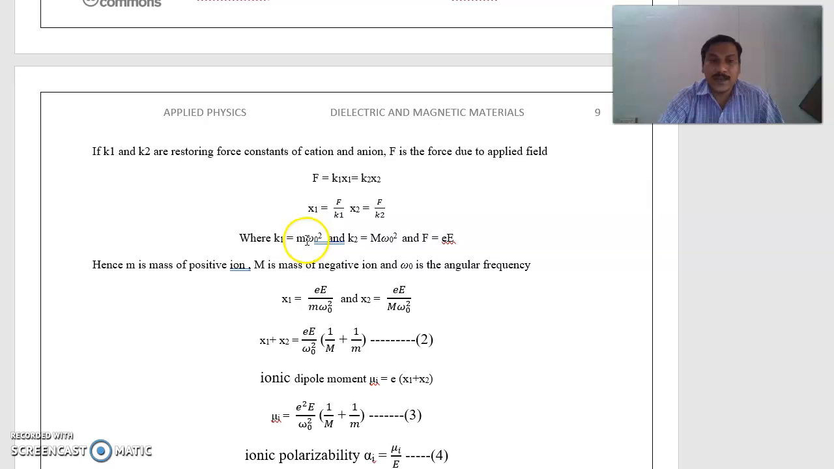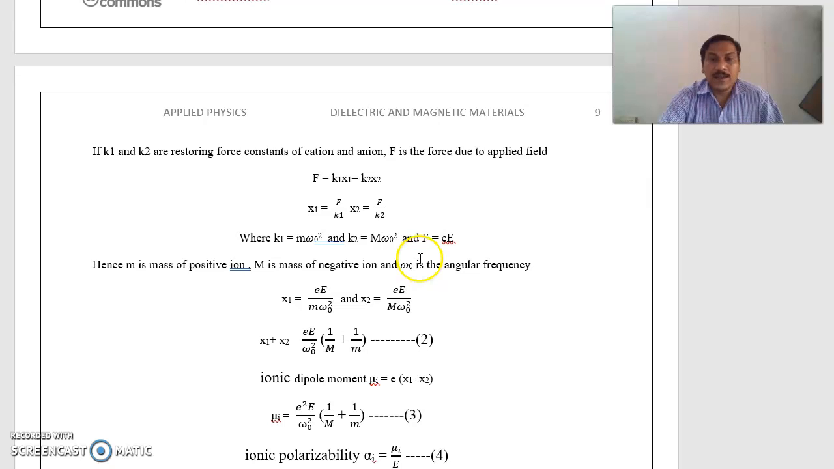naught square. Small m is the mass of the positive ion, omega naught is the angular frequency with which the positive ion is displacing. Next, the restoring force of the negative ion, K2 is equal to capital M into omega naught square. Capital M is the mass of the negative ion, omega naught is the angular frequency with which the negative ion is displacing. So both angular frequencies are equal for the positive ion and the negative ion.